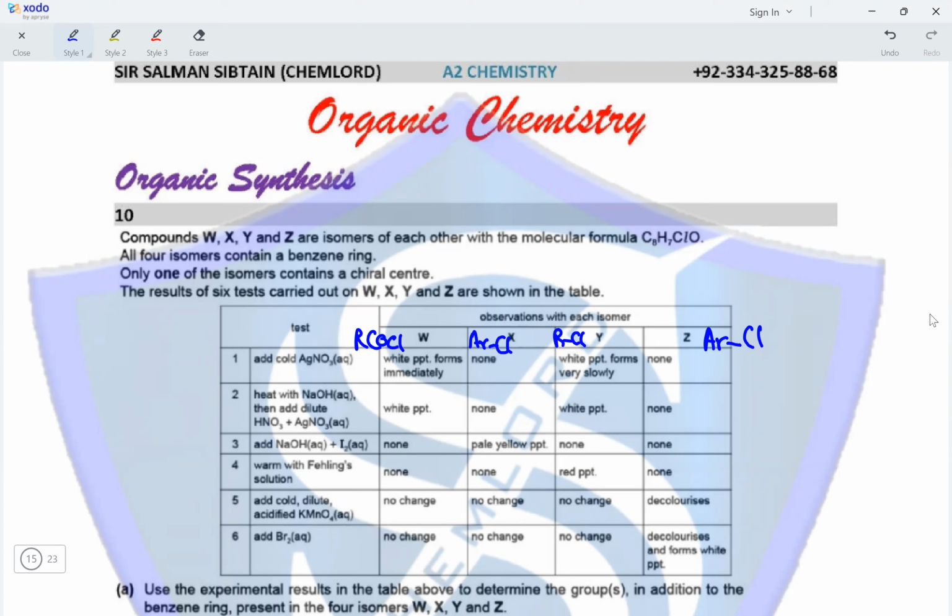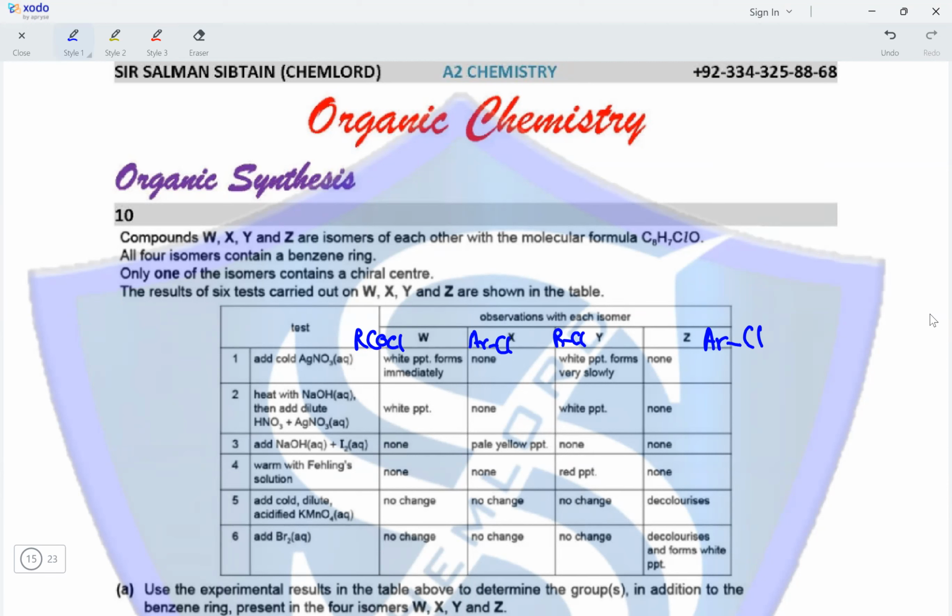Now looking at test 2, heat with NaOH, then add dilute nitric acid and AgNO3. So first we heat with NaOH. That means we are hydrolyzing it. So a white precipitate forms with W. That means on heating with NaOH, the RCOCl is converted to RCOO minus Na plus, and Cl will be converted into NaCl, which would form a precipitate with silver nitrate.